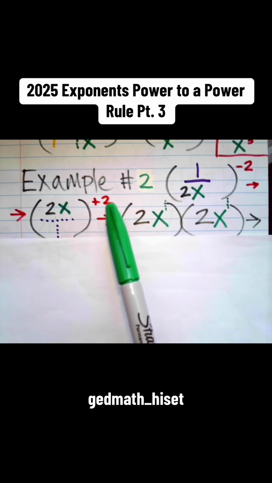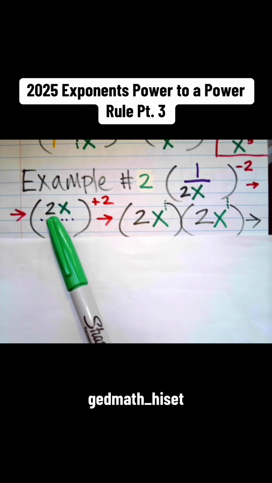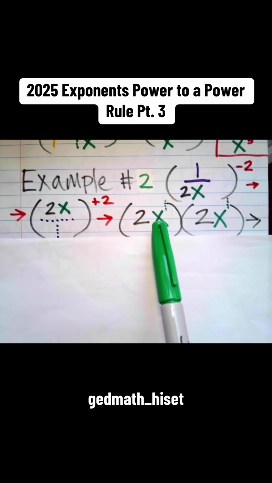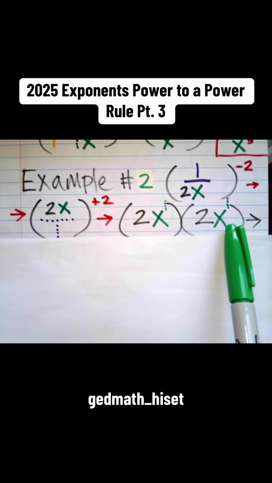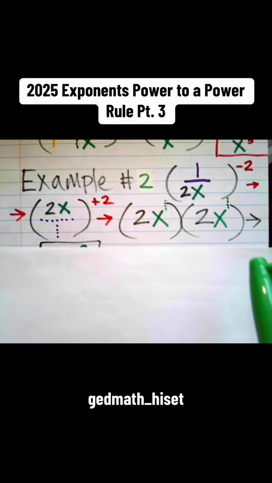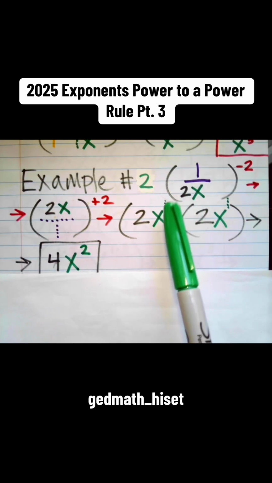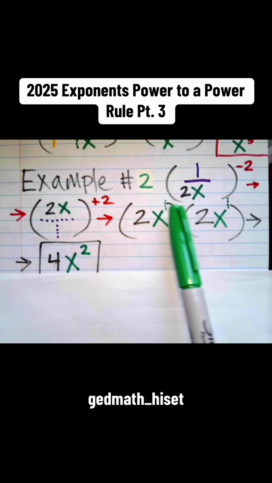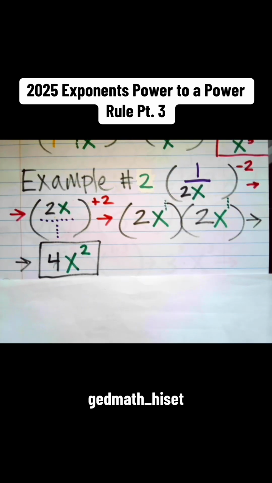So remember, this power of 2 means 2x times 2x. So we have 2x here times 2x. And that's just the simplest way I can kind of explain it. 2 times 2 is 4. Remember, we multiply with these x's, we add those exponents. 4x to the second power is the answer for this particular problem.